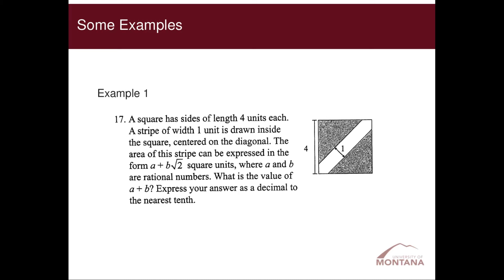The area of this stripe can be expressed in the form a plus b root 2 square units, where a and b are rational numbers. What's the value of a plus b? Express your answer as a decimal to the nearest tenth.